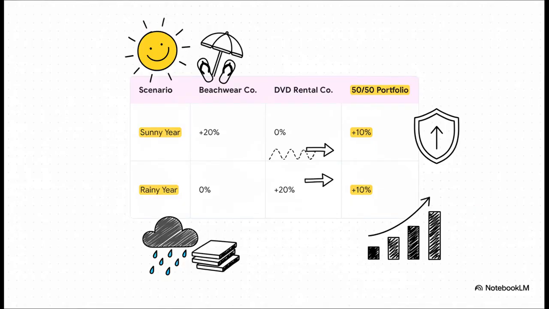Okay, check out this brilliant, simple example. You've got two companies. Beachwear Co. makes 20% when it's sunny, but nothing when it's rainy. And DVD Rental Co. is the exact opposite. Now, on their own, each one is pretty risky, right? But what happens when you put half your money in each? Because they have that perfect negative correlation, your portfolio makes a steady 10% no matter what the weather does. You've basically used correlation to engineer risk right out of the equation.